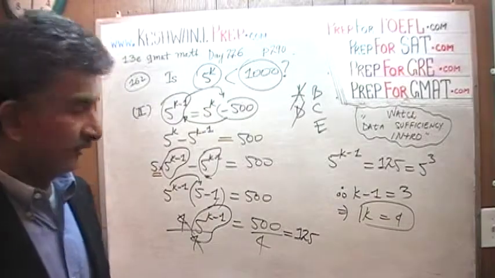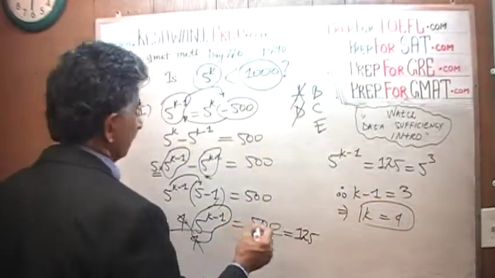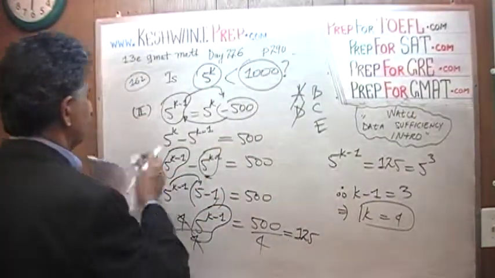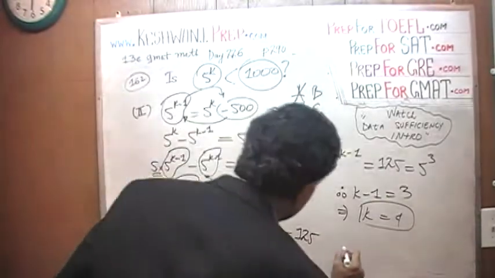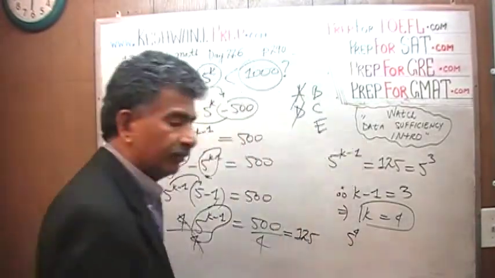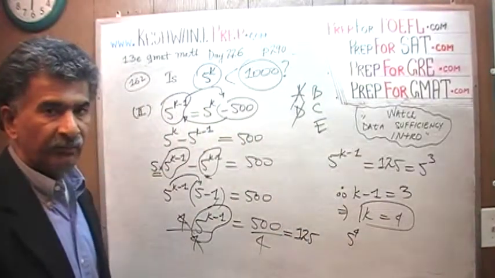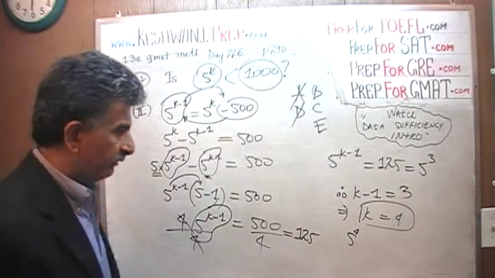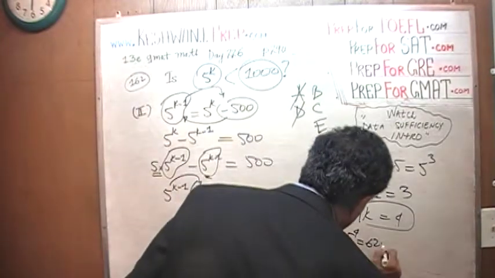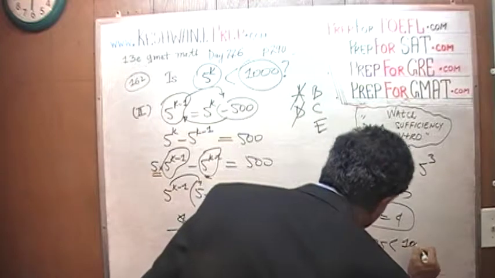The answer turns out to be yes, because 5 raised to, let's do it here. 5 raised to 4 is 25 times 5 is 125, 125 times 5 is 625. So 5 raised to 4 is 625. Is it less than 1000?